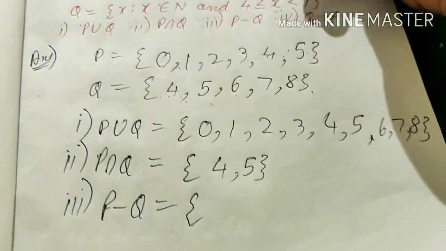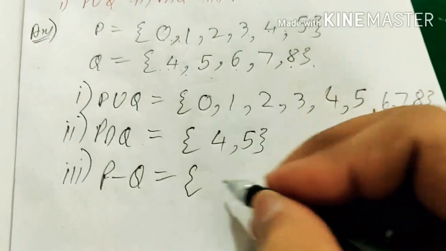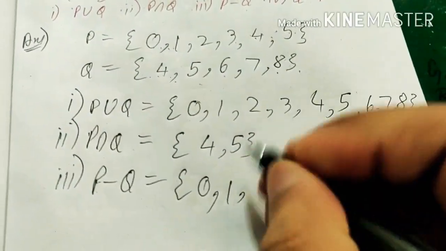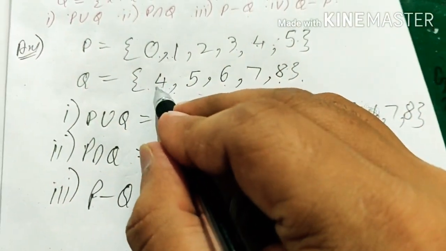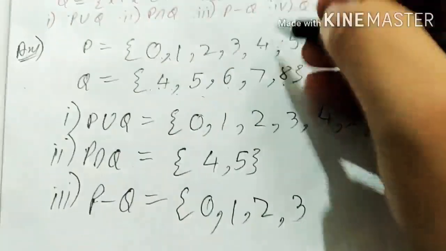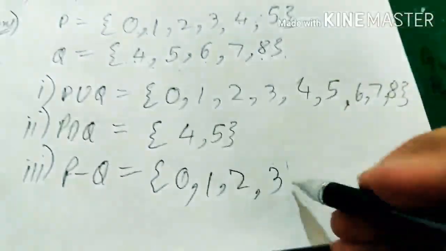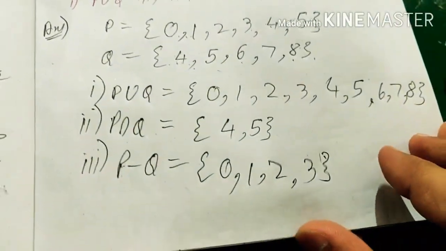Is 0 present here, so 0 won't be eliminated, so 0 will come. 1 is here but not in Q, so 1 will come. 2, 3. If we check for 4, 4 is in set Q. And if we subtract Q from P, so 4 will be cut off. 5 will be cut off, but these will be left. So 0, 1, 2, 3 is the value of P minus Q.